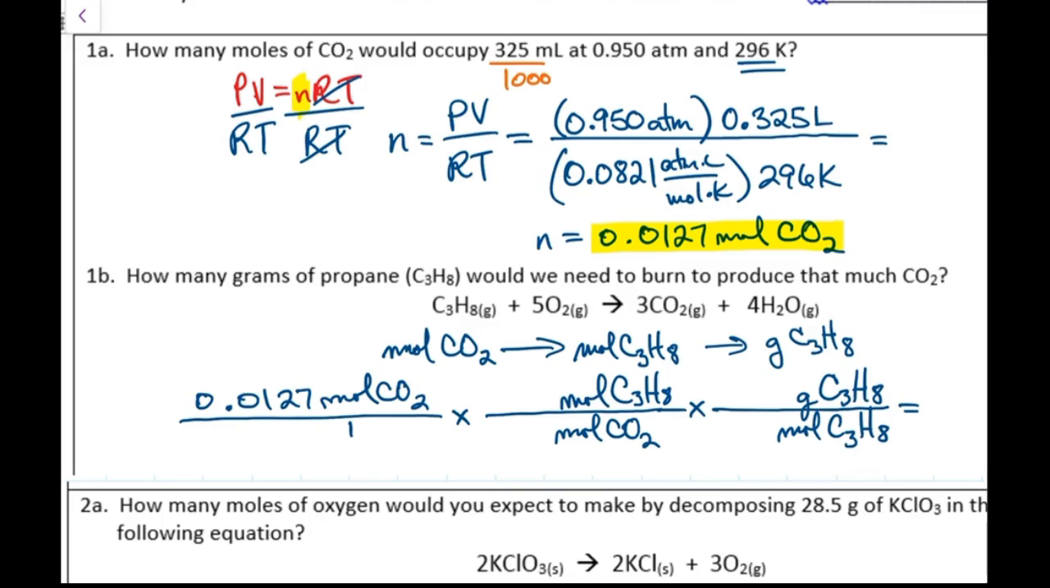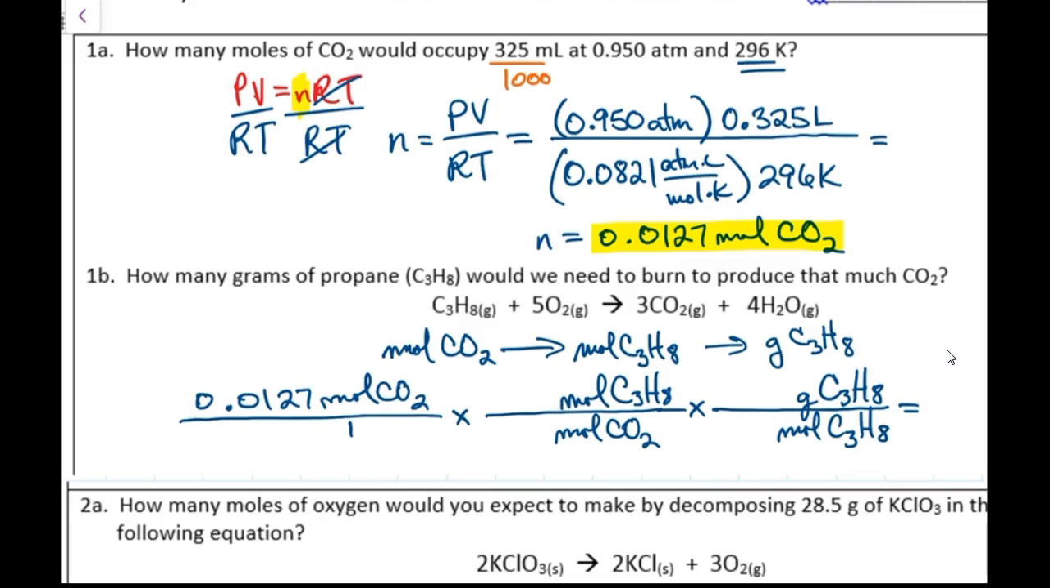Okay, so this part is just stoichiometry. Hopefully you started with the number of moles of CO2 that we calculated in the previous problem, 0.0127, and then you went to moles of C3H8, just like we said in our plan, so mole to mole conversion, and then from moles of C3H8 we go to grams. That's going to be using the periodic table. So let's go ahead and fill in our numbers.